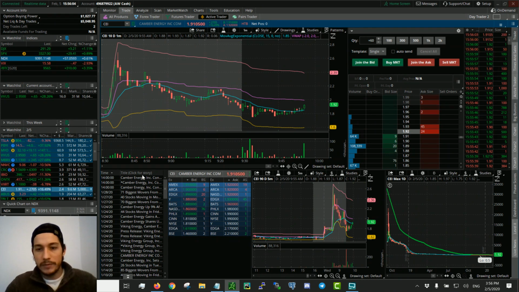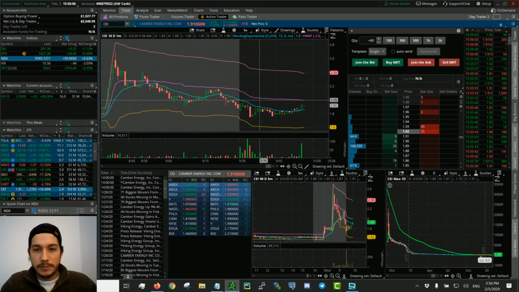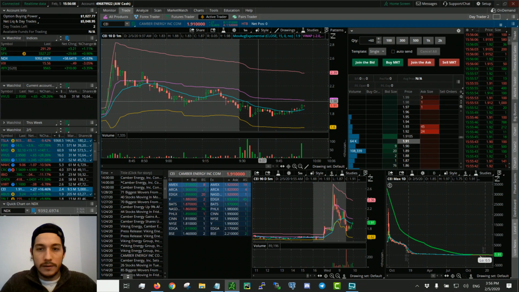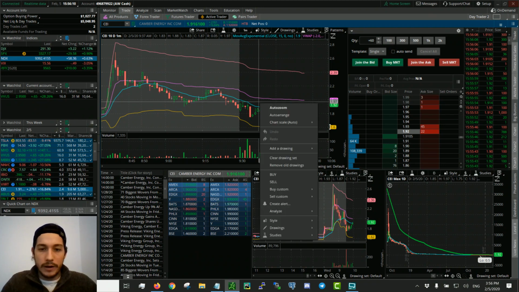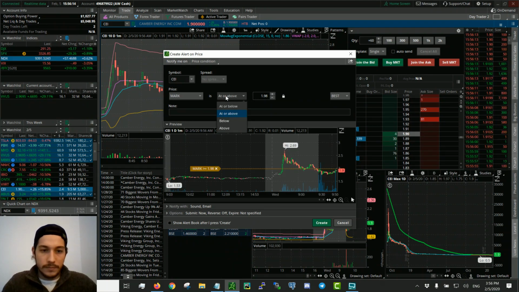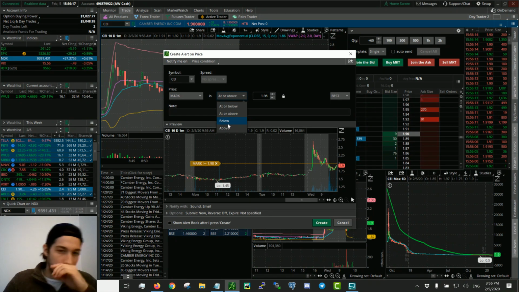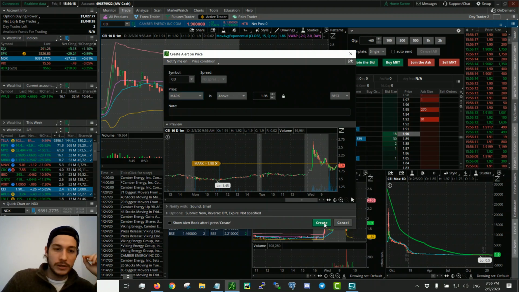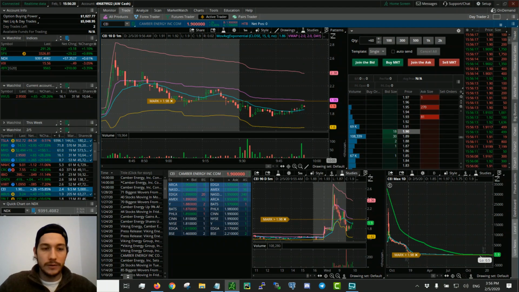This thing might have a bit of a red to green move here if it breaks above 1.98, 1.97. I'm going to go ahead and put an alert on this one. Create alert. I probably won't be trading it though. It has very small dollar volume. It doesn't seem like a lot of people are interested in it right now.